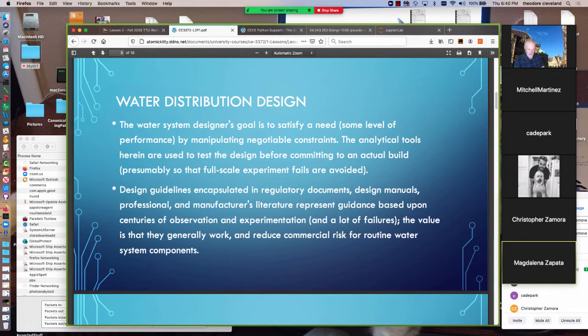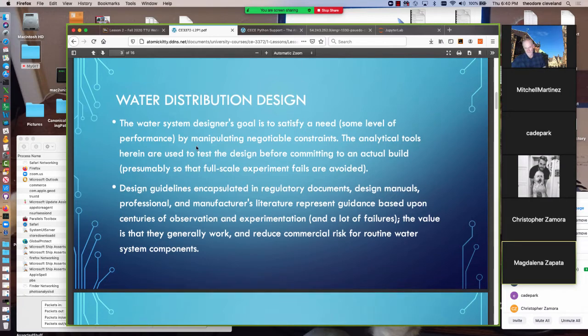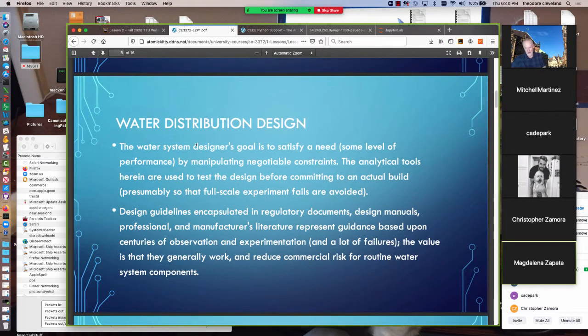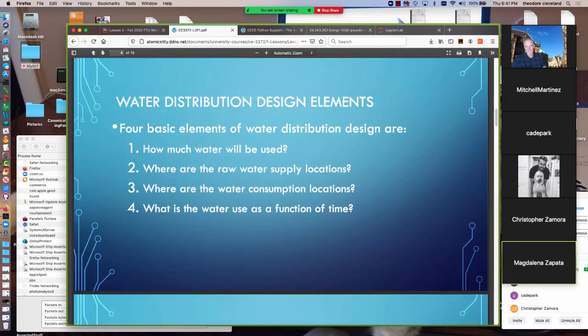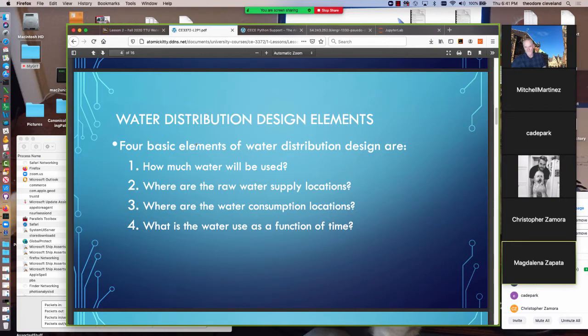And so the value of these is that following the guidelines, whatever design we come up with will probably work. And it reduces some certain commercial risk for routine water system components. And it still doesn't inhibit creativity, because there are some creative things that you'll certainly encounter in your careers to do these designs and make them fiscally efficient as well as performing their hydraulic and community tasks.